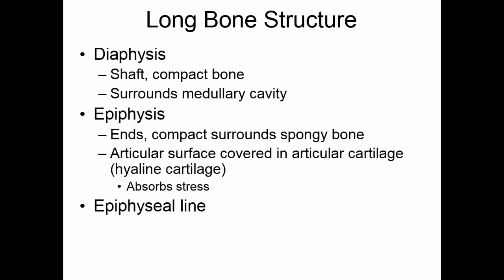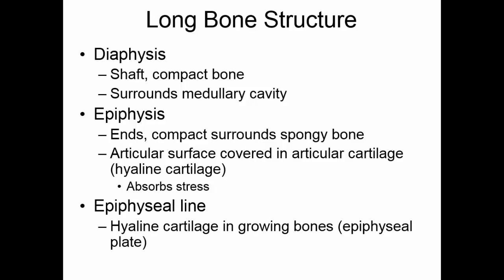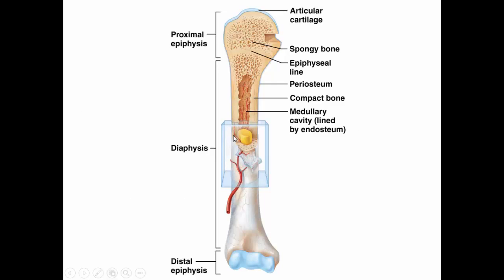The epiphyseal line starts out as a hyaline cartilage plate in growing bones. Once the bone completes growing, the epiphyseal cartilage ossifies and you have what's called the epiphyseal plate. So here you see the diaphysis of the bone with the medullary cavity, the hollow space, and this is compact bone that makes up the diaphysis. The epiphysis, the proximal epiphysis, and the distal epiphysis have the articular cartilage on the ends.